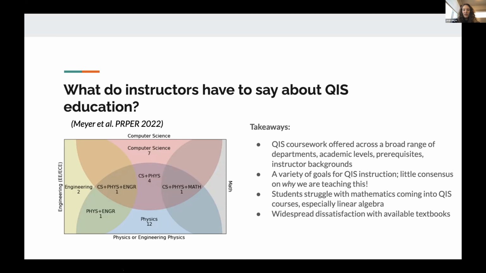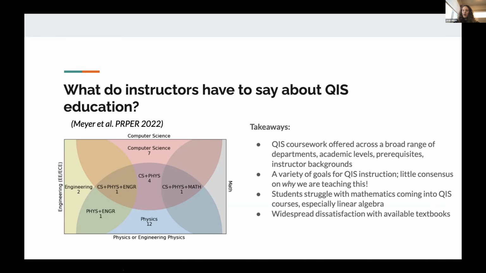We also heard, somewhat unsurprisingly, probably for many of us, that students struggle a lot with the mathematics coming into quantum information science courses at all levels, especially linear algebra, where a lot of undergraduate linear algebra courses at institutions are just not covering the right subtopics of linear algebra to be giving the students the well-rounded skills that they need, like tensor products for even simple, for instance, quantum algorithms.